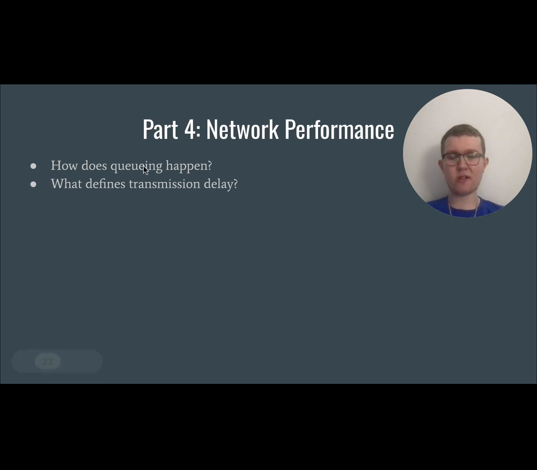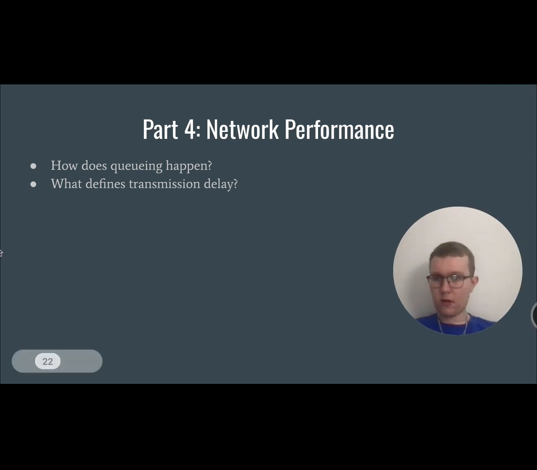How does queuing happen, and what defines transmission delay? Because these are very important in being able to understand network performance as well. Queuing occurs when a packet arrives at a switch or router faster than it can be transmitted, quite simply, which causes a delay. If you've ever been at the DMV and there's a very long line, this is called a queue, because there's only so many people that work at the DMV, but a lot more people are there to have things done.